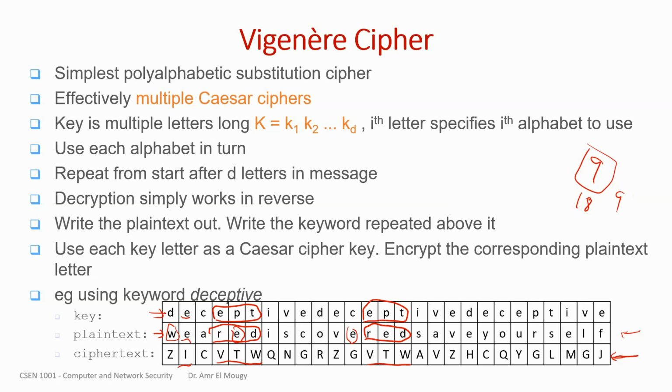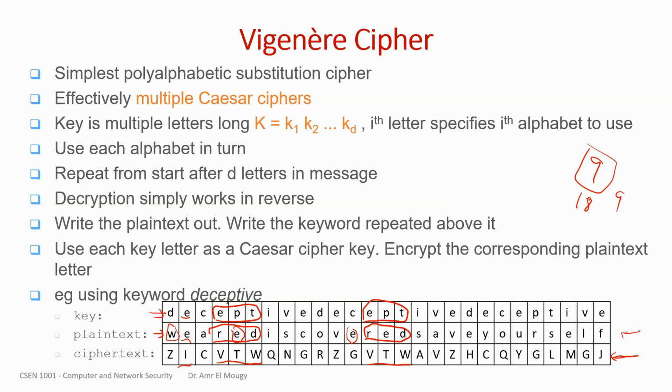This is, by the way, called the Babbage-Kasiski method. You look for repetitions in the ciphertext, and with these repetitions, you guess the likely length of the key. Okay, what do you do then if you know the length of the key, or if you have a likelihood for the length of the key?